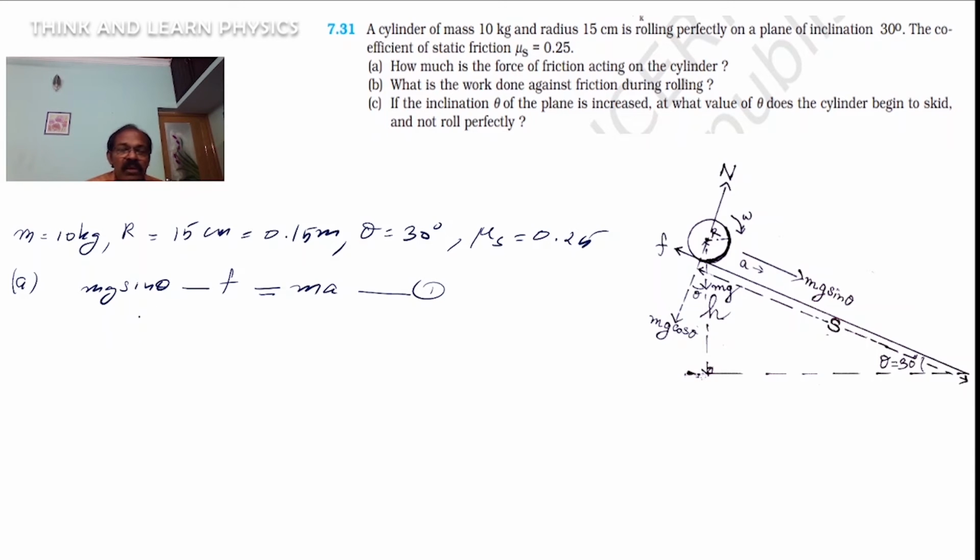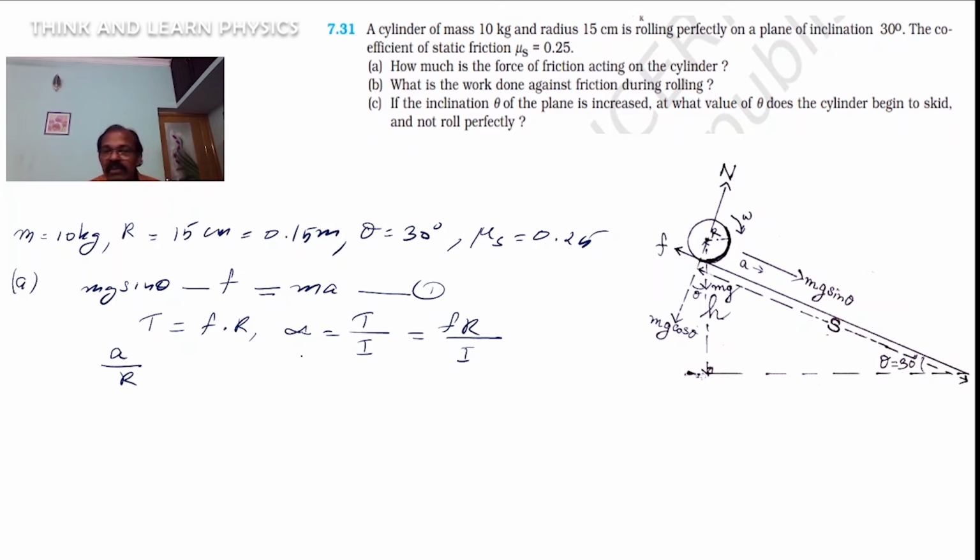Now we can write down the expression for torque. Torque here equals the friction force F into the distance from the center of the cylinder, that means R. F into R is the torque. Therefore, we can write the expression for the angular acceleration. Angular acceleration alpha is equal to torque divided by moment of inertia I. So that's equal to F R divided by I. But this acceleration alpha can be written as the linear acceleration divided by radius for perfect rolling.